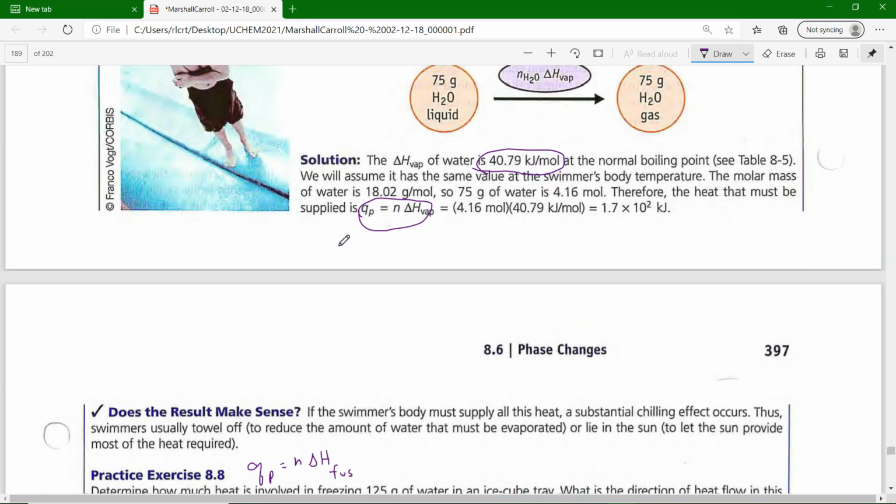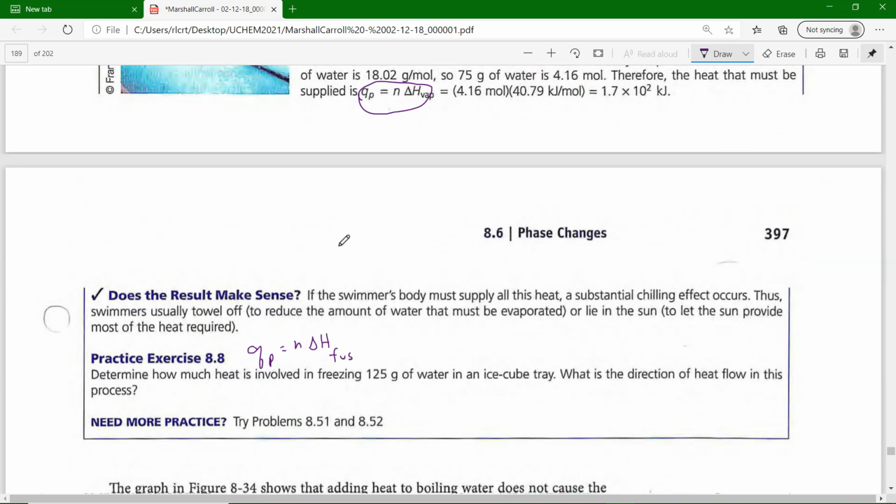What's the opposite of fusion? So I can take care of the signs after. So fine, you want to put negative? Go ahead. So it's 125 over 18.02.